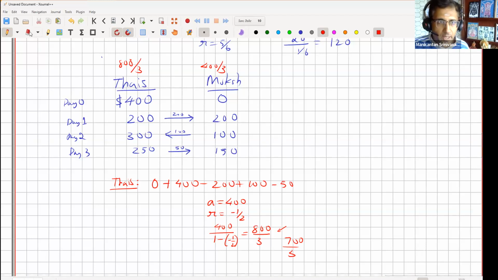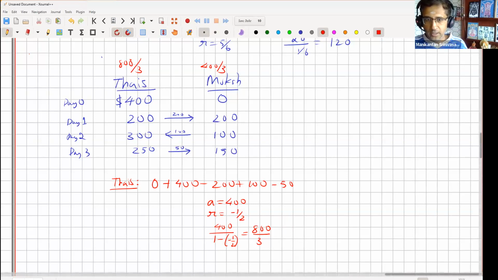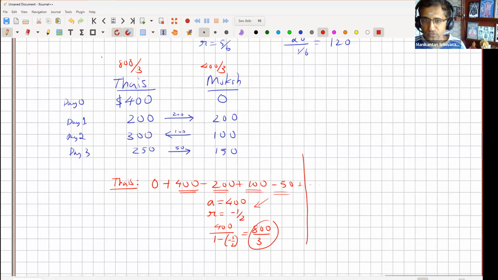Okay. So first of all, as he explained, he's just looking at Thai's balance and the total P&L, profit and loss. Let's say she gained 400, she lost 200, gained 100, lost 50, and so on. And that's fairly easy to see. It's 800 by 3. And then let's independently do it for Moksh.